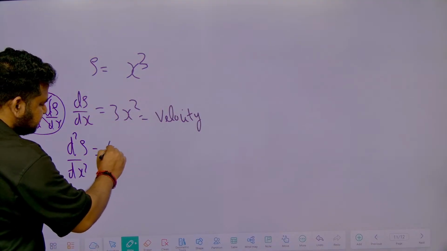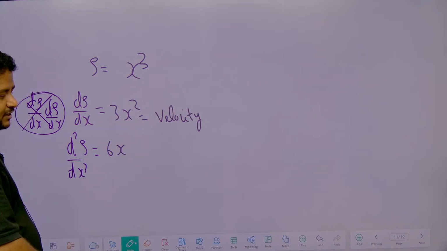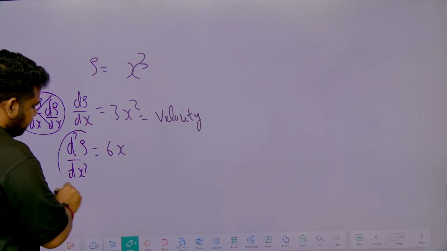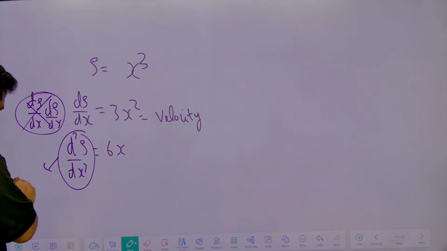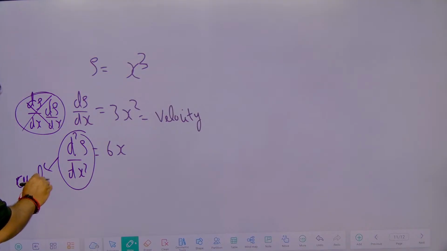So if you differentiate again, 2 into 3 is 6, so this will become 6x. What you got is d square x by dx square, which is nothing but acceleration. Understood? This is acceleration. Suppose they give any curve or question and ask for acceleration, differentiate it 2 times. Velocity only 1 time. Differentiate 2 times to get acceleration.